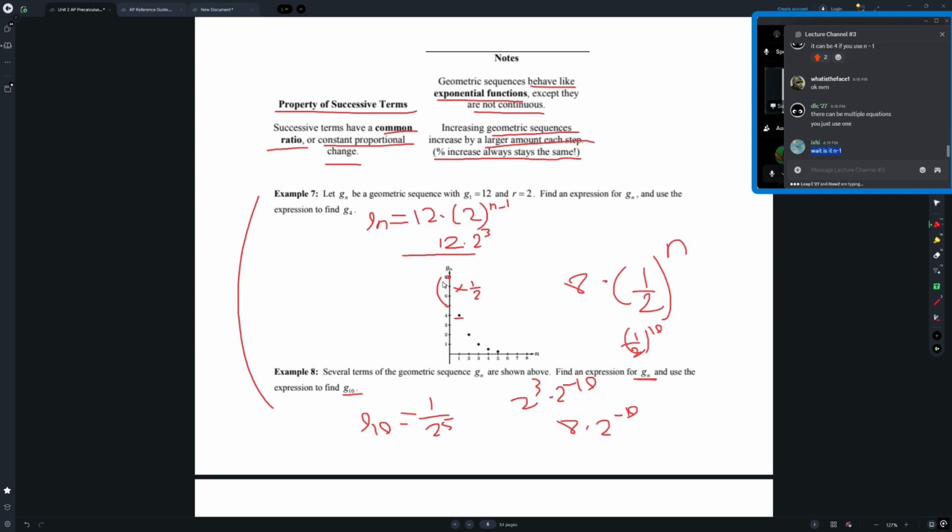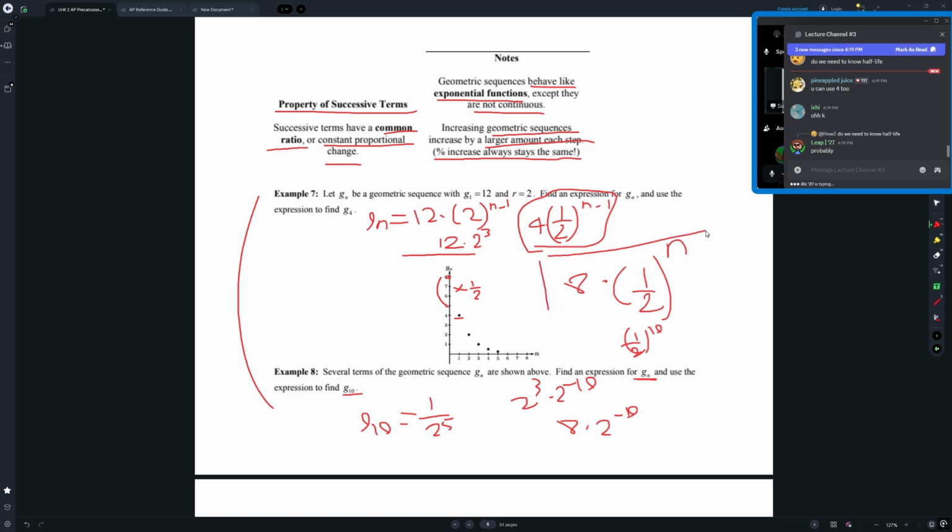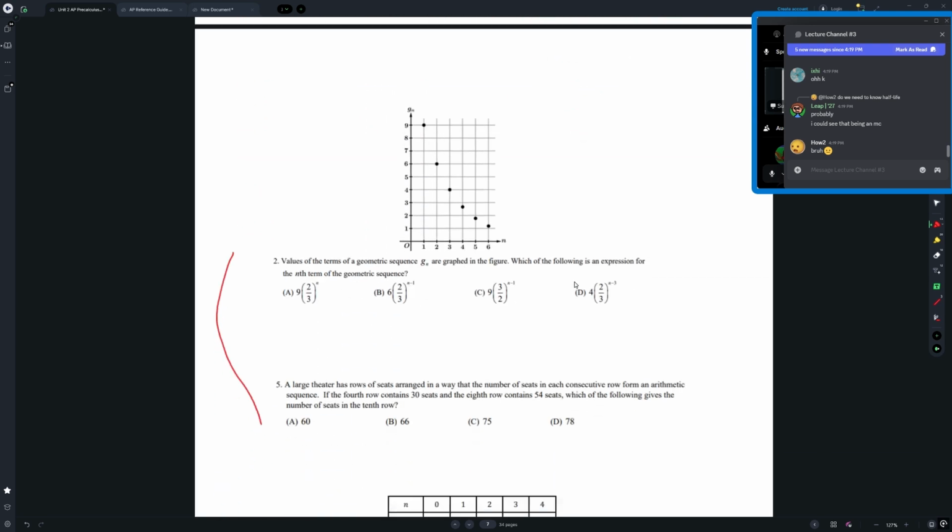Is it n minus 1? I used 8, so you don't have to do n minus 1. If I use 4 as my first value, then it would be 1/2 to the n minus 1. So if you use 4 as your first value, then this is your formula. If you use 8, then this is your formula. Yeah, half-life is just pretty much this, starting with 100% and 1/2 as your ratio. So we'll move on to 2 and 5 now, if there are no other questions.